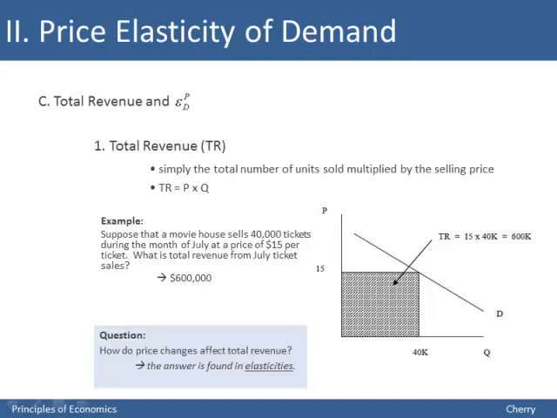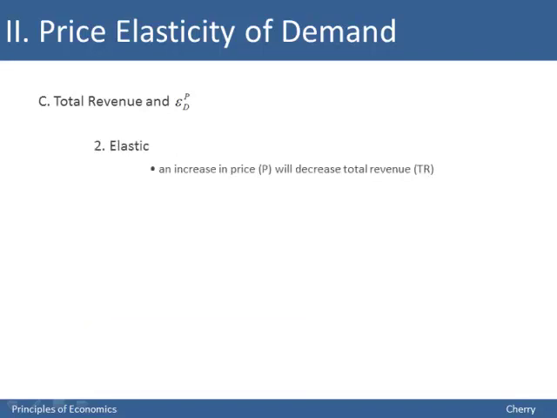So how does a price change affect this total revenue? If you increase prices, will total revenue go up or down? It's not clear unless you know the elasticity. If you know the elasticities, you can answer that question. If it's elastic, if you remember what that means, elastic is when buyers are going to be responsive to price changes. Right? In this case, an increase in price is going to decrease total revenue.